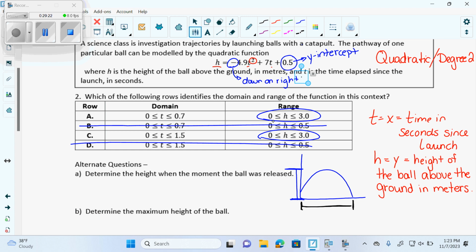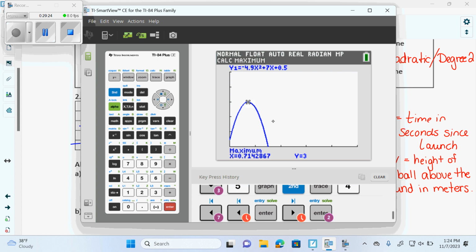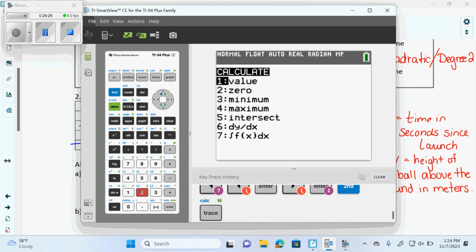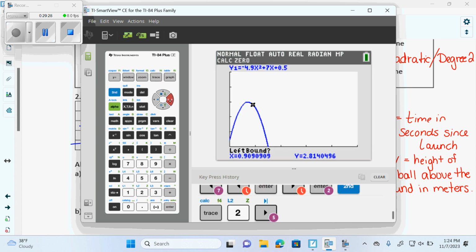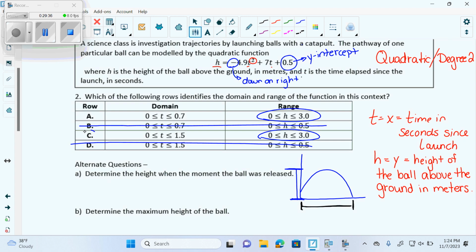And then I need my x. So you second trace number 2, which is zero, because I want the x-intercept. Enter. Left bound, and then right bound, enter, enter, and I get 1.5. So it's C, right? Because this gets me 1.5 here, and this gets me 3 here. So it's from 0 to 3, and then 0 to 1.5. We just need to find our main points.